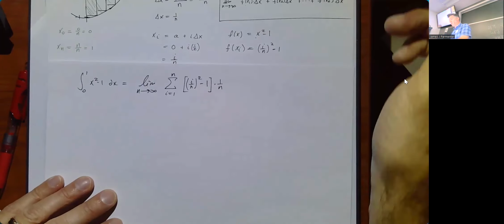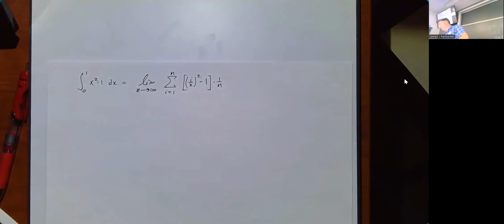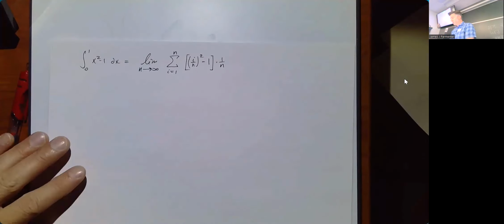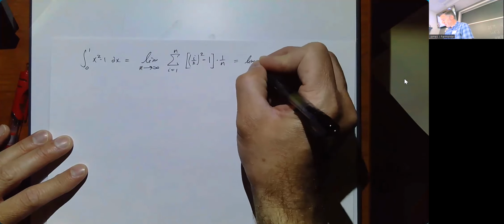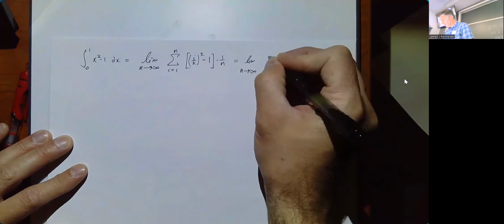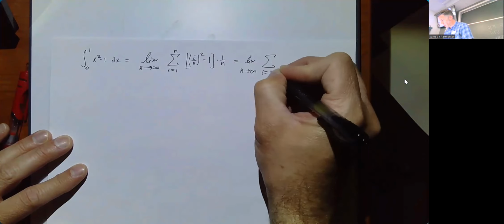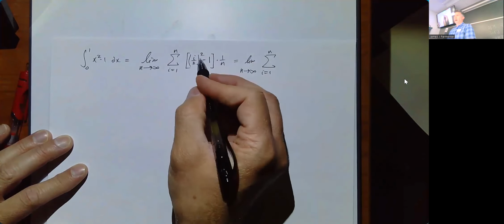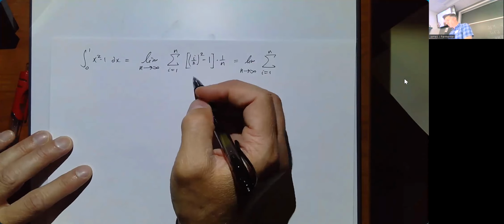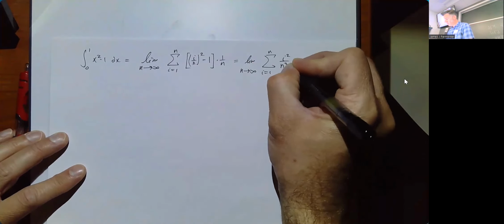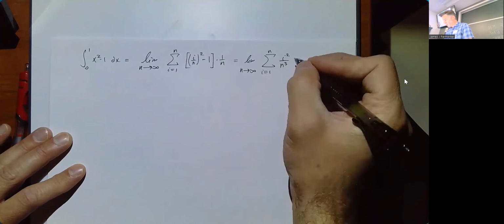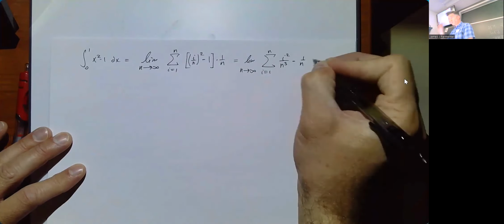It involves a formula that we haven't talked about yet, but I will totally tell you what it is. So we're just going to multiply this out. We're going to get the limit as n goes to infinity of the sum from i equals 1 to n. i over n squared is i squared over n squared. And if I distribute the 1 over n, I get i squared over n cubed.